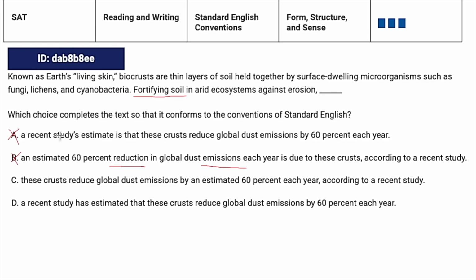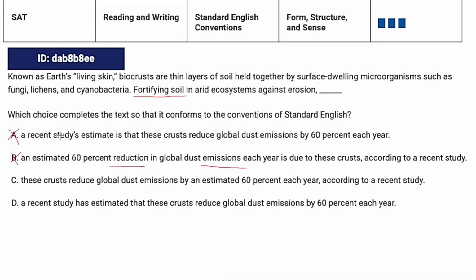And just to be clear, I don't know what fortifying soil is, but I can tell that it's some sort of an actual physical effect on the soil, right? I imagine it's something like enriching the soil, but basically, I know it's a physical, palpable thing that's happening to the soil. That's why I was able to get rid of choices A and B.